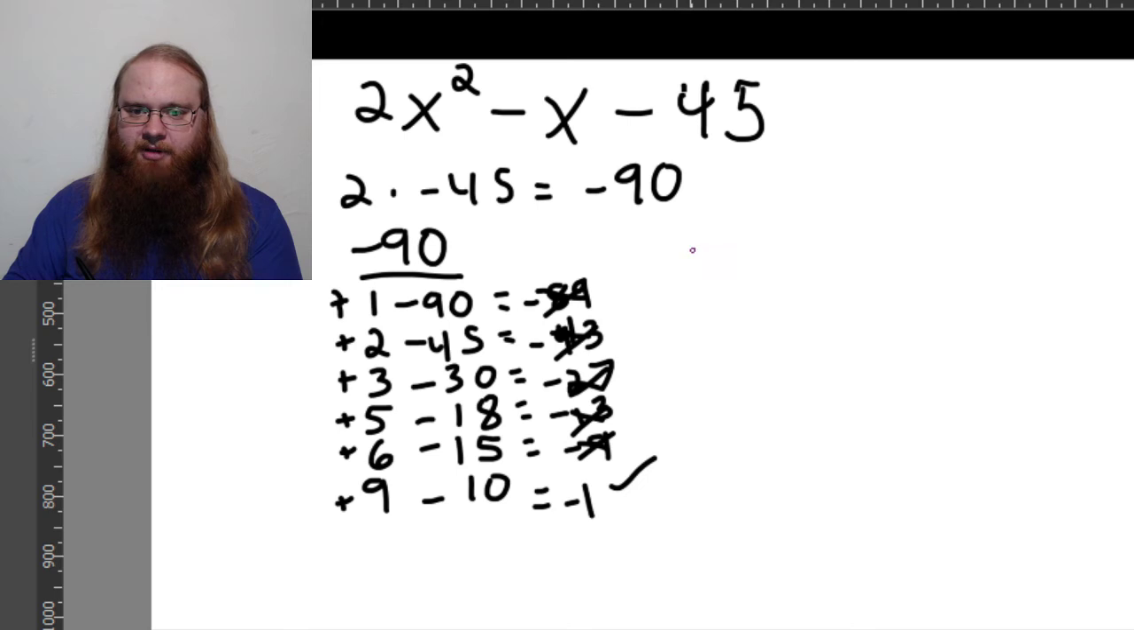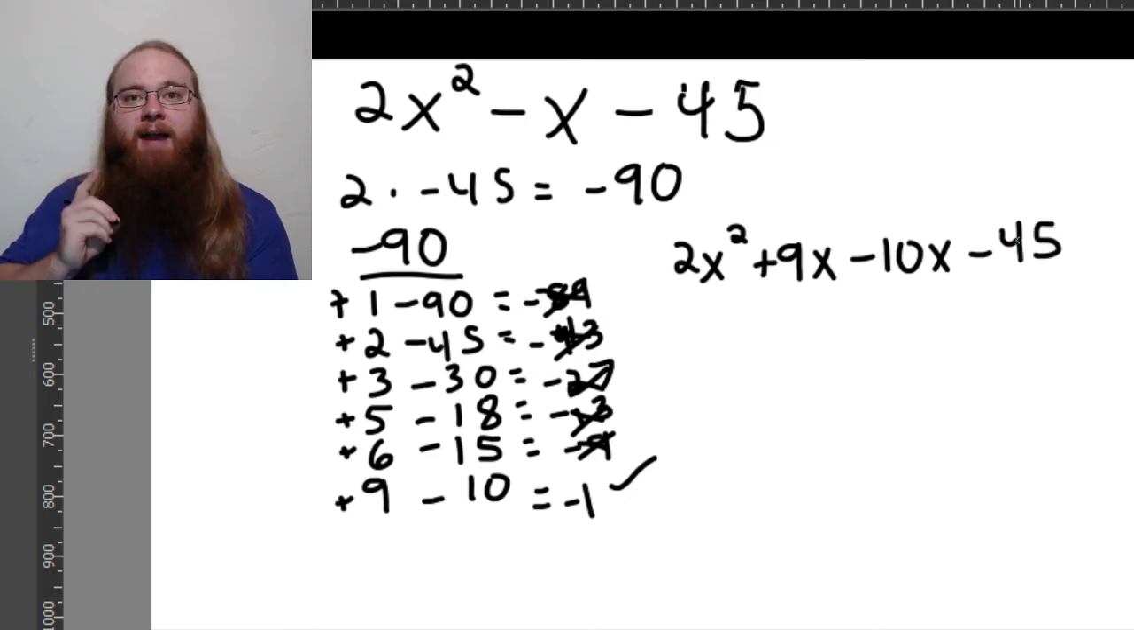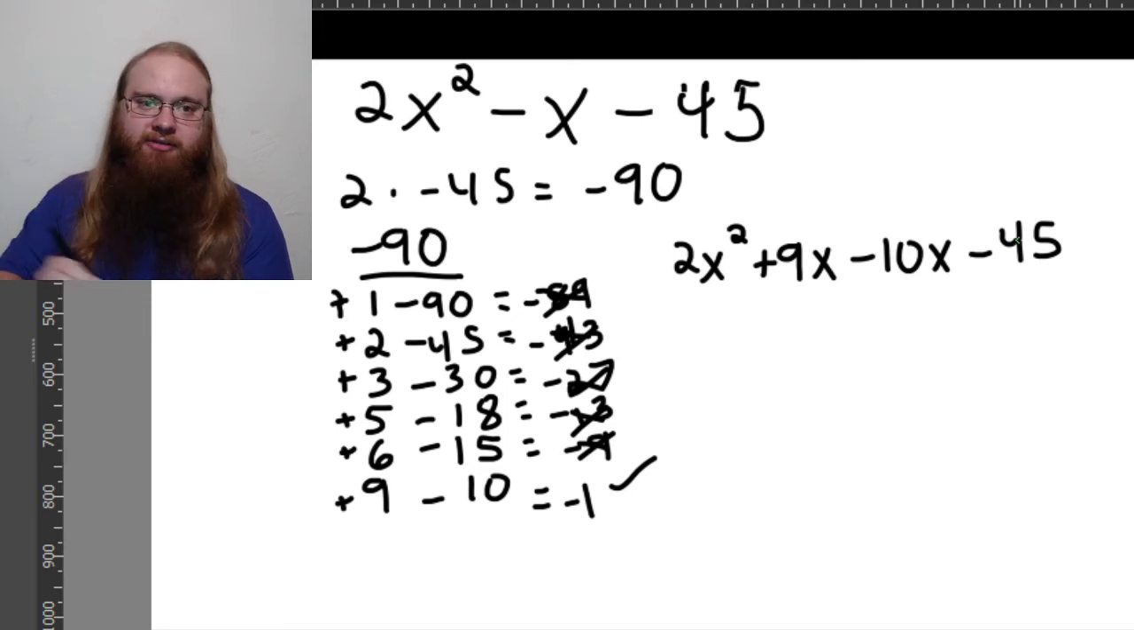So let's split this problem up to 2x squared plus 9x minus 10x minus 45. You cannot forget about this step. If you do and you try to write your answer, it's going to be wrong.